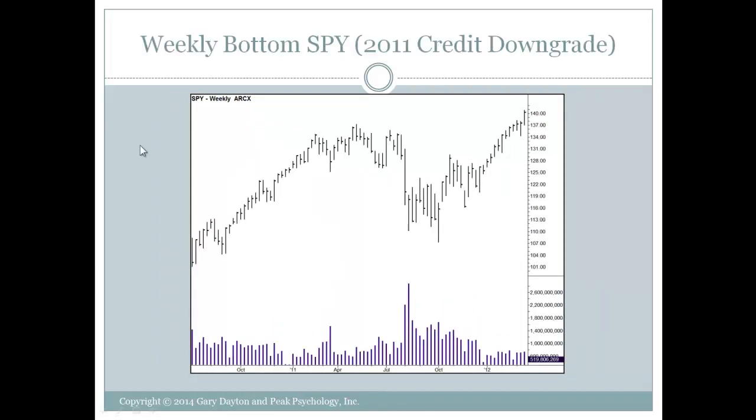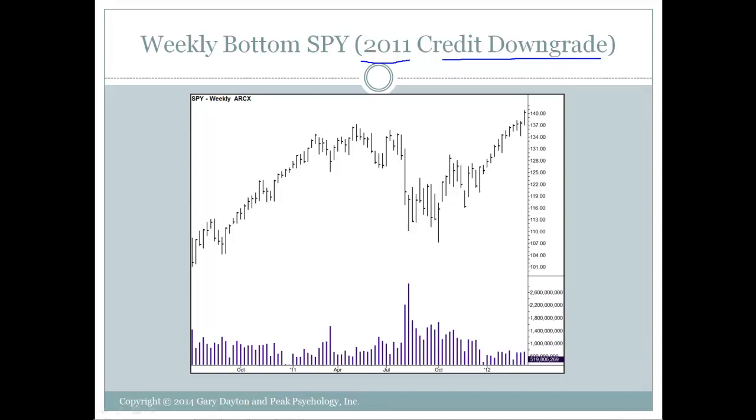Okay, so let's look at now the 2011 bottom that occurred when Moody's and Standard & Poor's suddenly got religion and downgraded the U.S. credit, the U.S. bonds and government credit, right? They weren't doing it at all for the credit default swaps. They gave them AAA ratings, but they gave the U.S. long-term bonds and what have you a downgrade. So that shook the market out quite a bit. Look familiar to you?